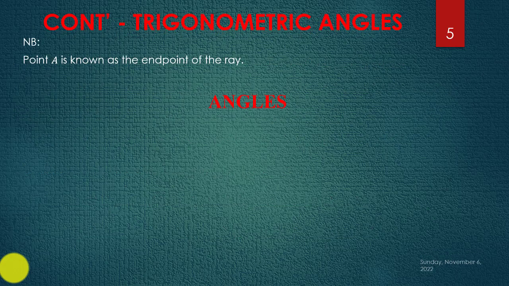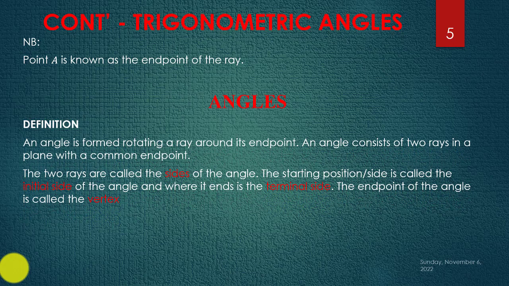Let's take the definition for angles. What is an angle? We are saying that an angle is formed by rotating a ray around its endpoint. We form an angle when we rotate a ray around its endpoint. An angle consists of two rays in a plane with a common endpoint. The two rays are called the sides of the angle.